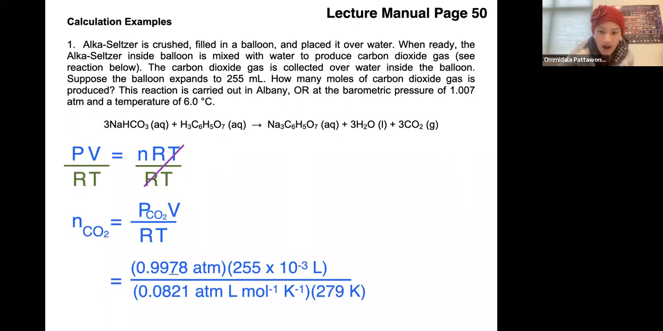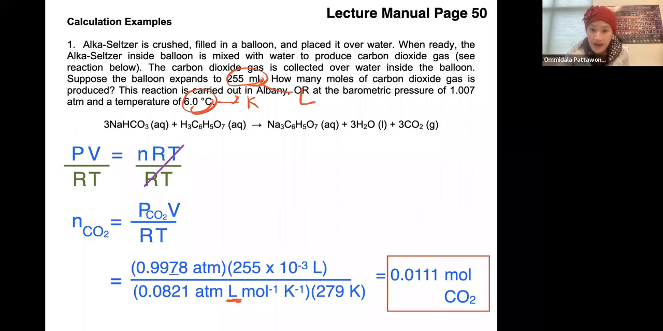the constant R, and then the temperature in Kelvin. Don't forget to change this into Kelvin. Also, because R is in liters, you need to change the volume into liters as well. Everything has to be based on the units of R. If you calculate this correctly, you get the moles of carbon dioxide gas equal to 0.0111 mole. So that would be your final answer.